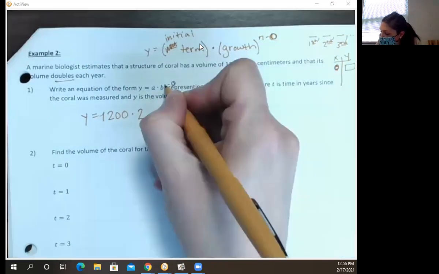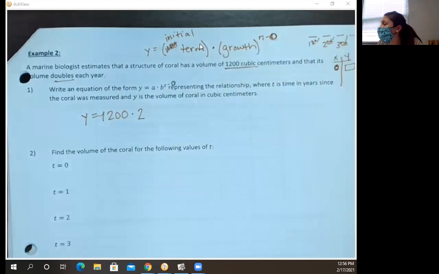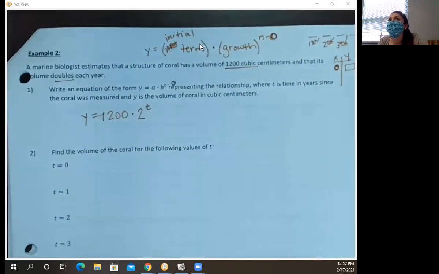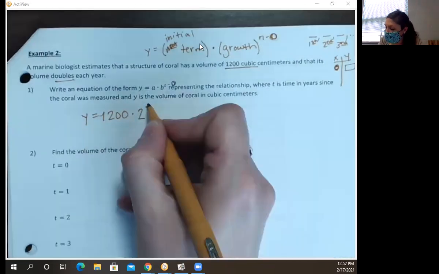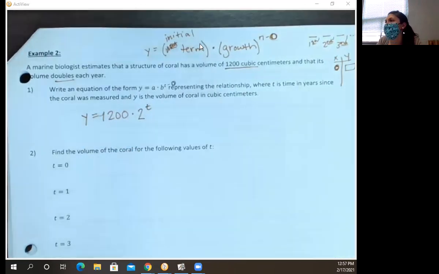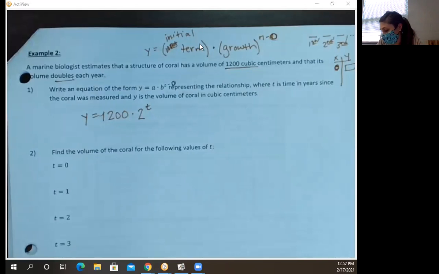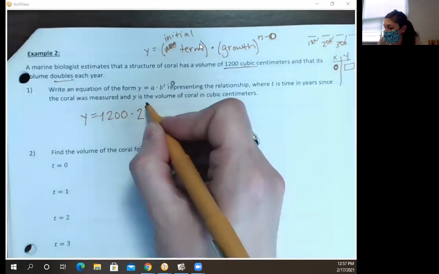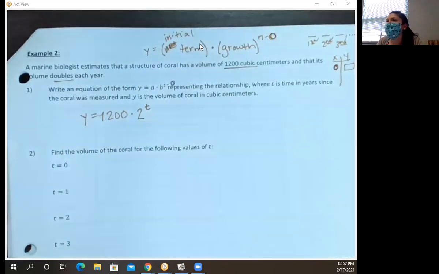And then this says use t for my exponent because we're talking about time. If you use x instead, that's fine, but I'm going to use t here. So this will tell me how many times I want to multiply by 2. So there's my function representing the volume of my coral for however many years since my first measurement.